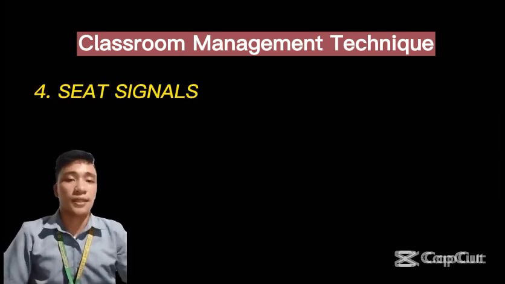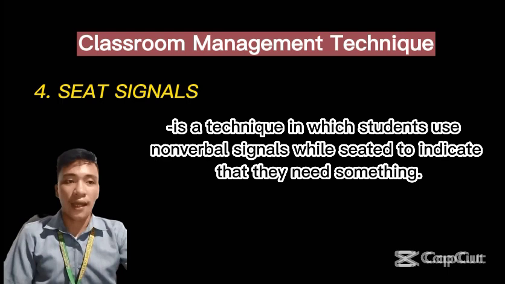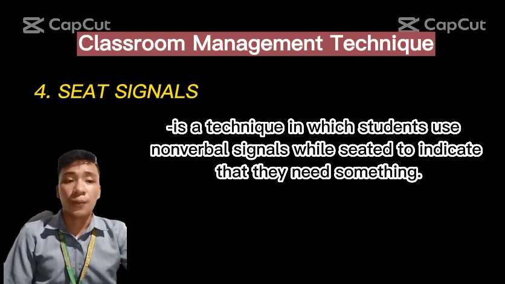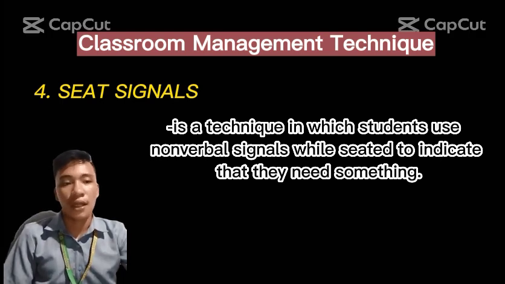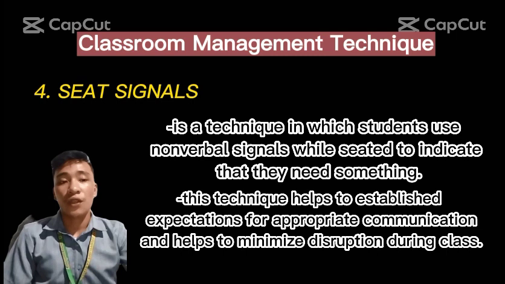Fourth are sit signals. Sit signals is a technique in which students use non-verbal signals while seated to indicate that they need something, such as a new pencil, a restroom break, or help with a problem. This technique helps to establish expectations for appropriate communication and helps to minimize disruption during class.